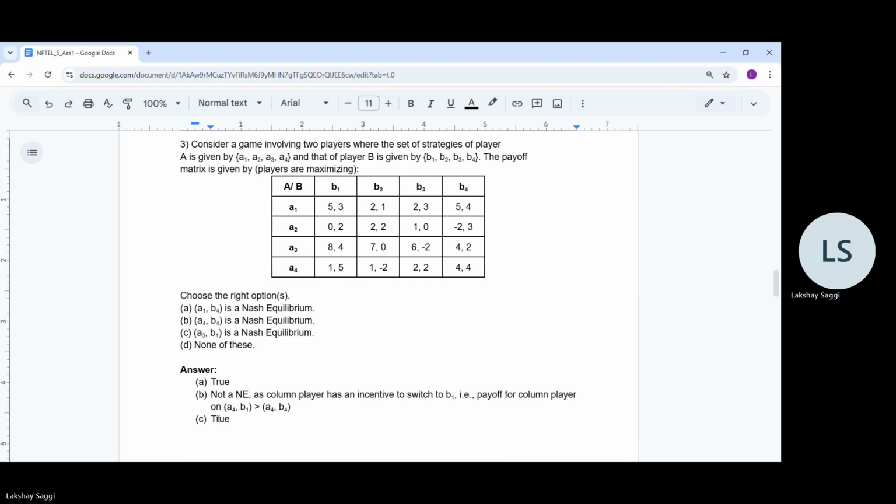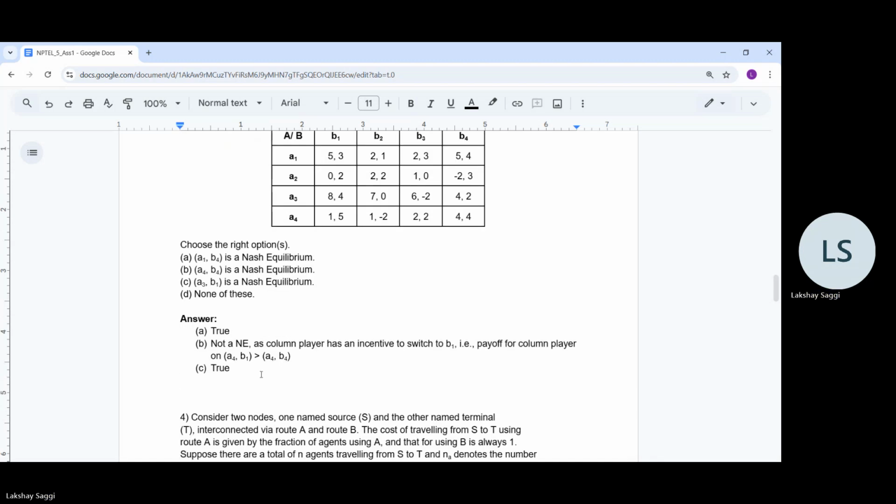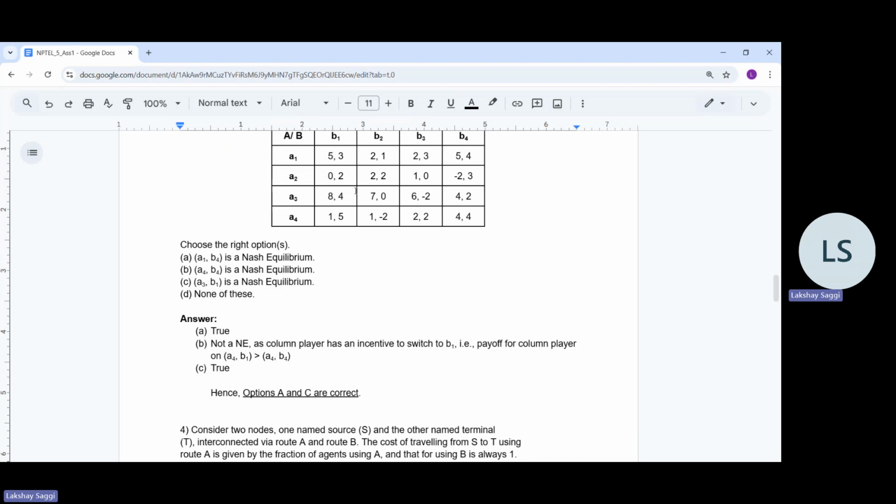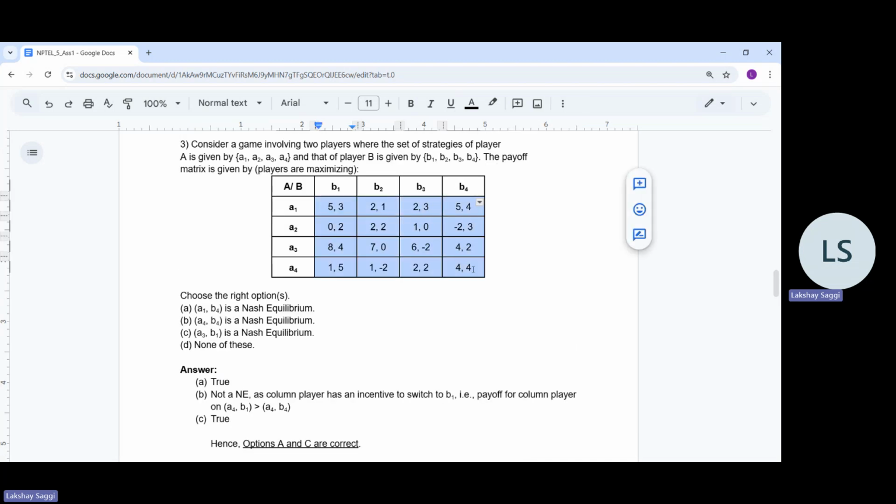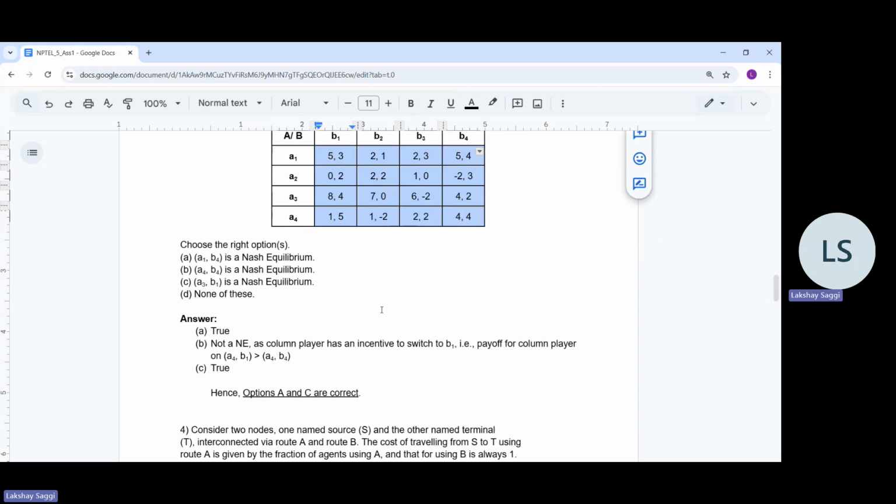So "none of these" is definitely not correct because we have identified that two of the statements are true. Hence, maybe I should just write down the answer. Hence, options A and C are correct. So we just tried to identify Nash equilibria. The purpose of this problem sheet is mostly for you to identify what is a Nash equilibrium and what is not. And there are some good questions at the end of this sheet also. So we'll be discussing those too.